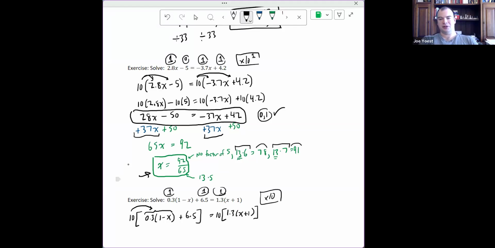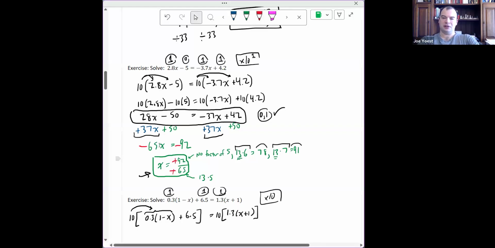If we wanted to, we could turn it into a mixed number, but I don't see any real benefit to doing that here. Correct. If we had done it the other way, if we had subtracted the 28x onto the right and subtracted 42 onto the left, we'd have gotten flip-flopped, negative 92 equals negative 65x. Then when we divided, we'd have gotten negative over negative, which would make a positive. Yep.